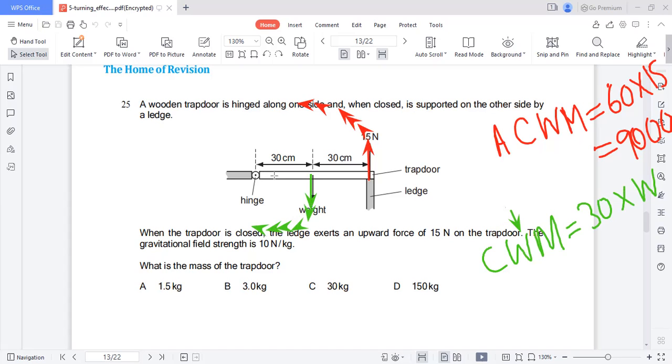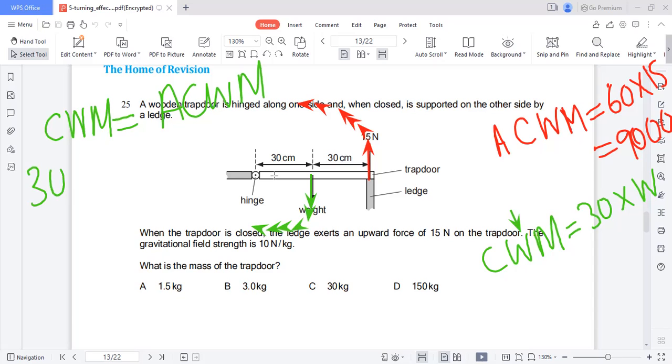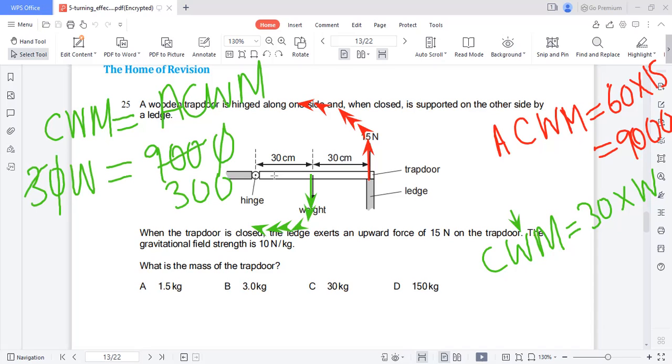Then the clockwise moment and anti-clockwise moment are equal. We know it very well. So the clockwise moment is 30 times W and it is 900. So 0 is cancelled with 0. It would be 300. So the weight is 300.